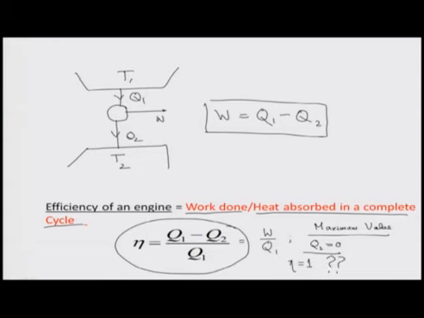So, you see that as I make Q2 smaller and smaller, the efficiency of the engine goes higher and higher. Okay. The question is, can I make Q2 disappear completely from the problem?